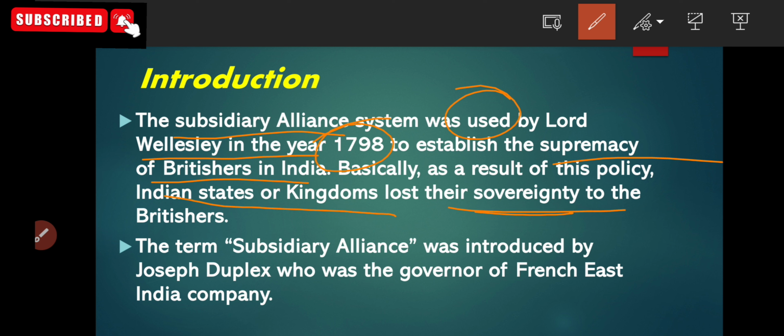Now, as I've already mentioned, it was introduced by Joseph Dupleix, who was the governor of the French East India Company. So this was the basic introduction of the policy of subsidiary alliance, and now we shall deal with the features one by one.